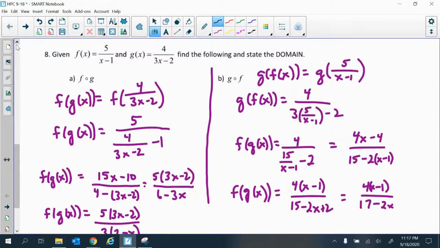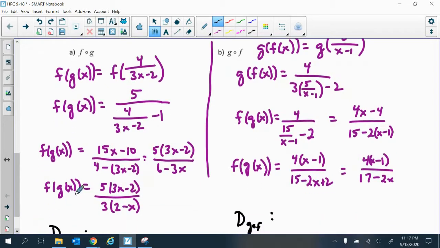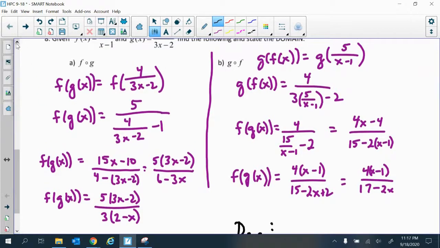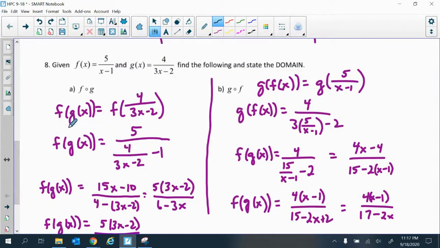Okay. A couple more quick examples that are already worked out. So f of g of x, in this case 5 over x minus 1 and 4 over 3x minus 2. I substitute 4 over 3x minus 2 into this function, and then I did a lot of simplifying, and I ended up with this thing. But here's what we have to do. In terms of the domain, if we're just caring about the domain, this is probably the easiest way to look at it.